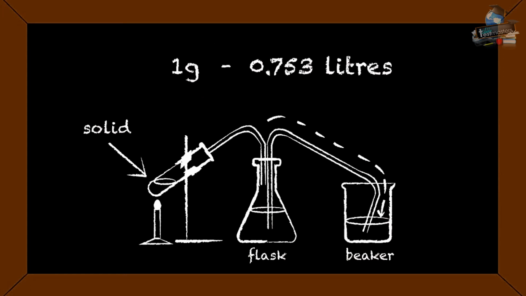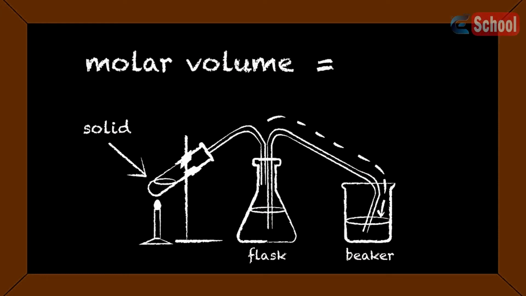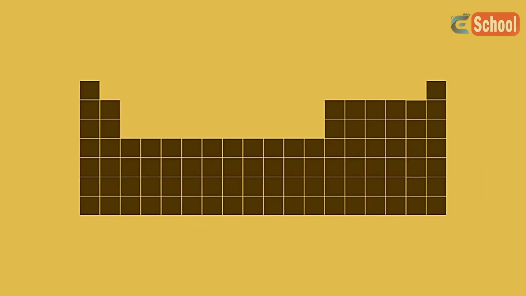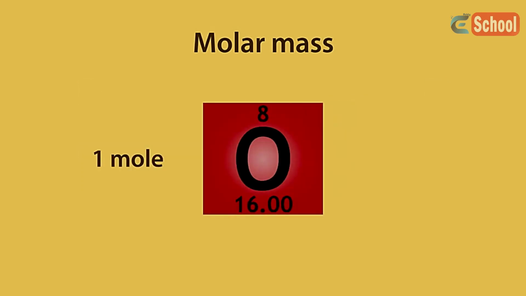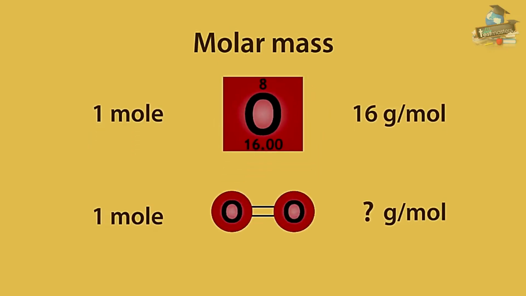Now you know the volume that 1 gram of oxygen produces, it's possible to calculate oxygen's molar volume. Remember, this is the volume of gas produced by 1 mole of a gas. The mass of 1 mole of oxygen molecules, O2, can be found using the periodic table. This is called the molar mass. If 1 mole of oxygen atoms have an atomic mass of 16 grams per mole, what's the mass of 1 mole of oxygen molecules? Pause and continue when ready.